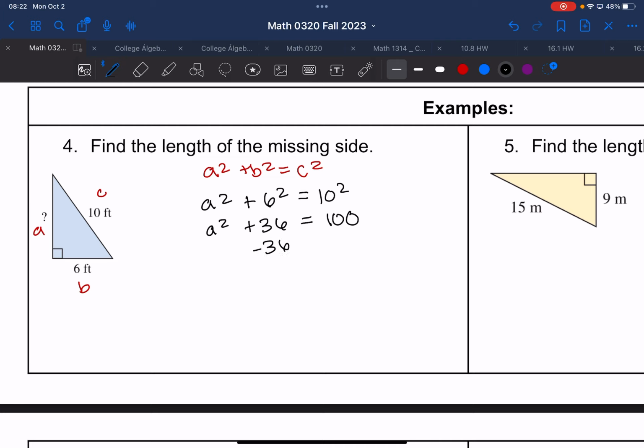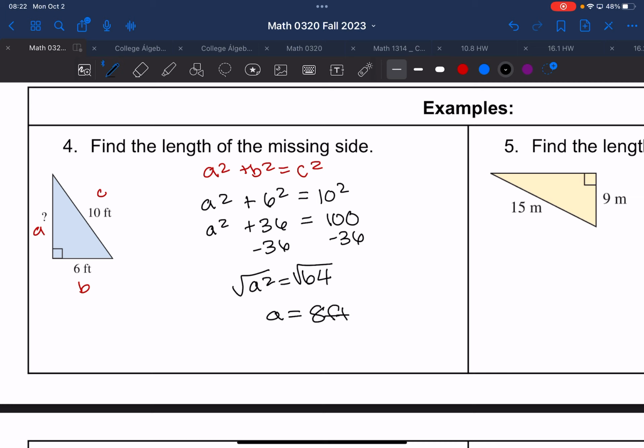Subtract 36. So we have A squared is equal to 64. And how do we get our A value? Take the square root. So that means we have A is equal to what number? 8. Okay. Since we're dealing with an object, we know our answer has to be positive. So that's why it's just A is equal to 8 feet.